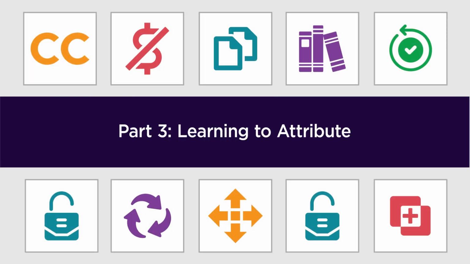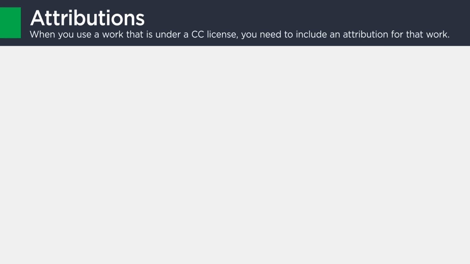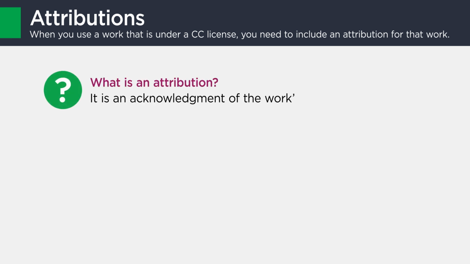Now that you have learned how to read the CC licenses and what you can do within each, the next video will explain the basics of attributions and show you how to create them. When you use a work that is under a CC license, you need to include an attribution for that work. What is an attribution? It is an acknowledgement of the work's creator.